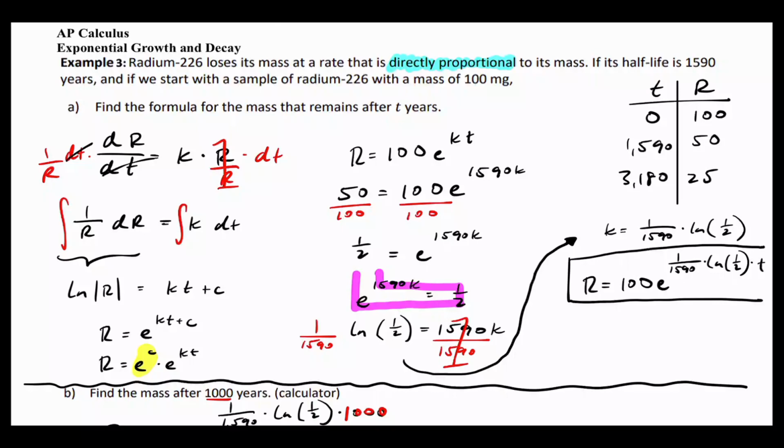Okay, so exponential growth and decay, things that grow fast or things that die fast.